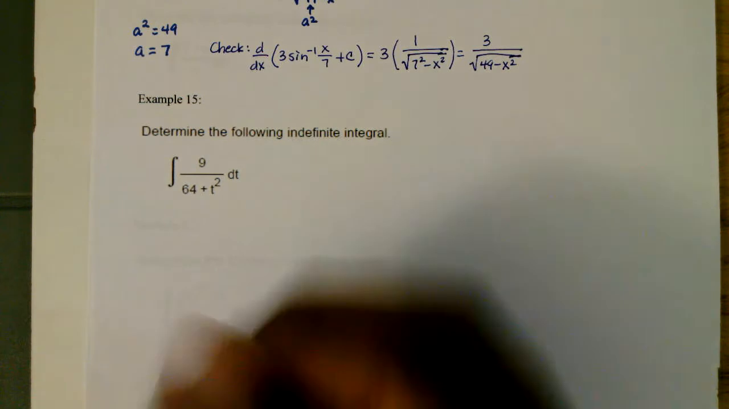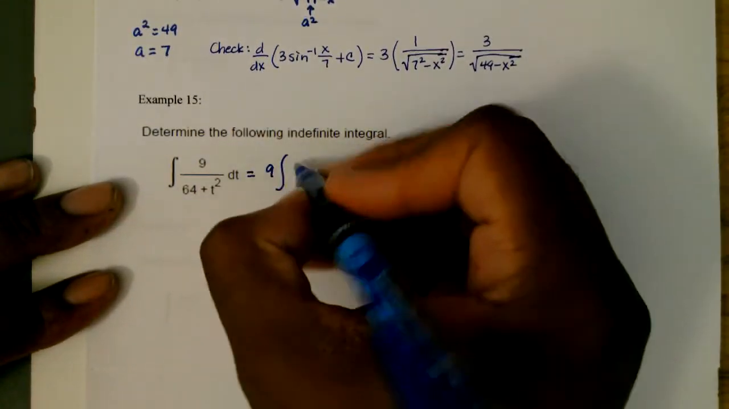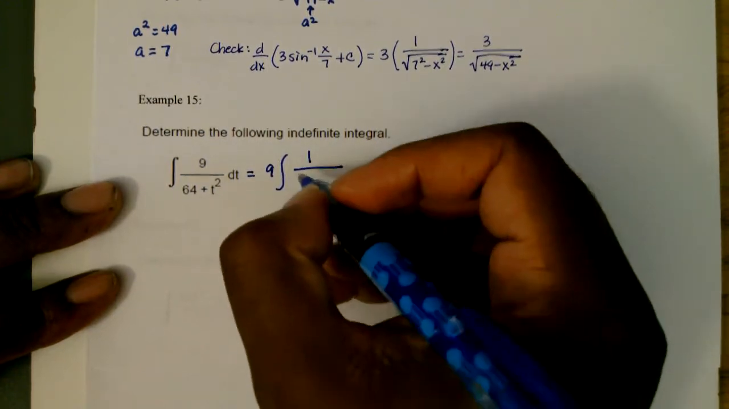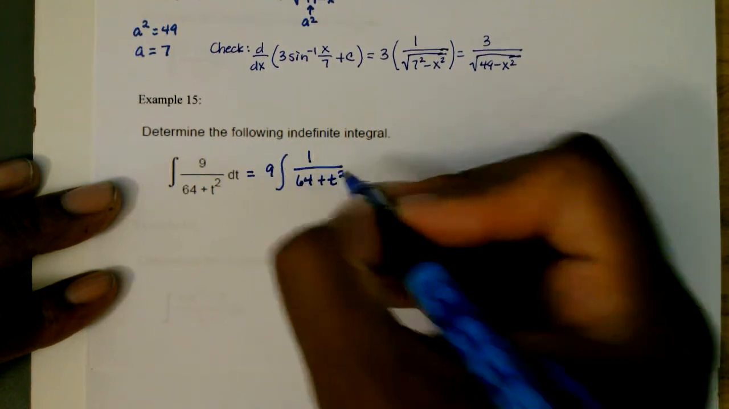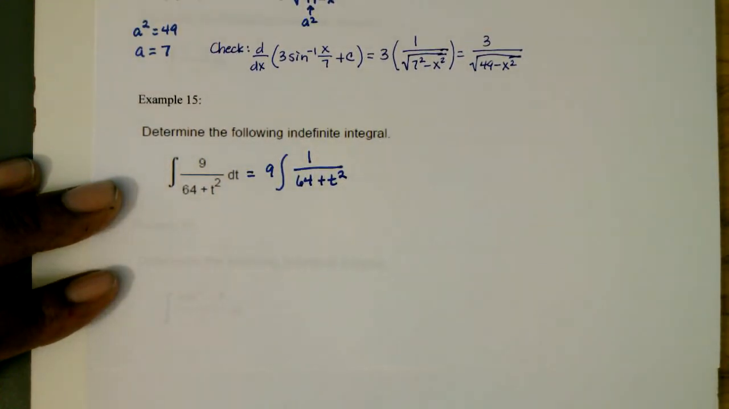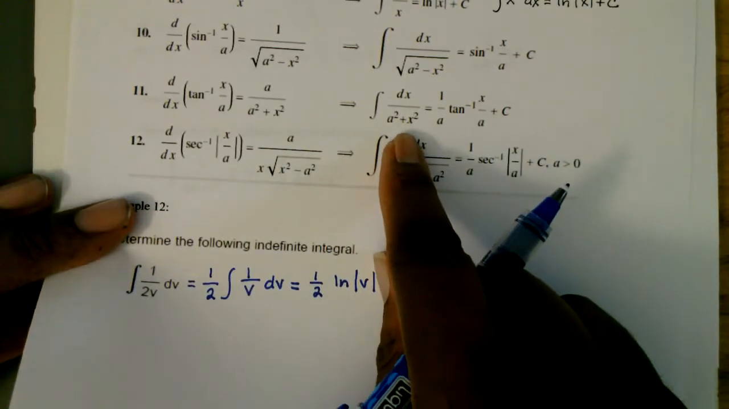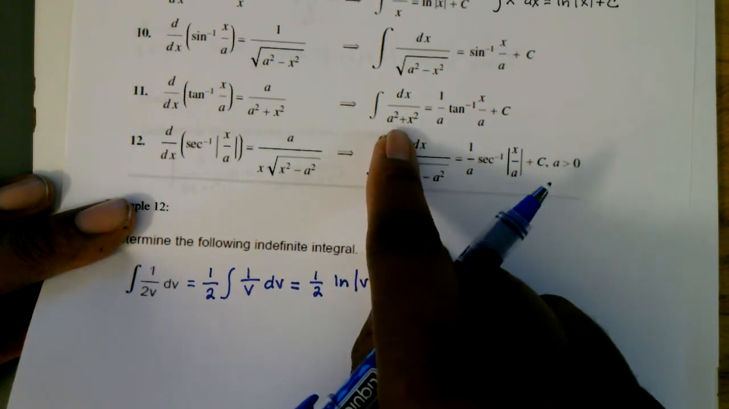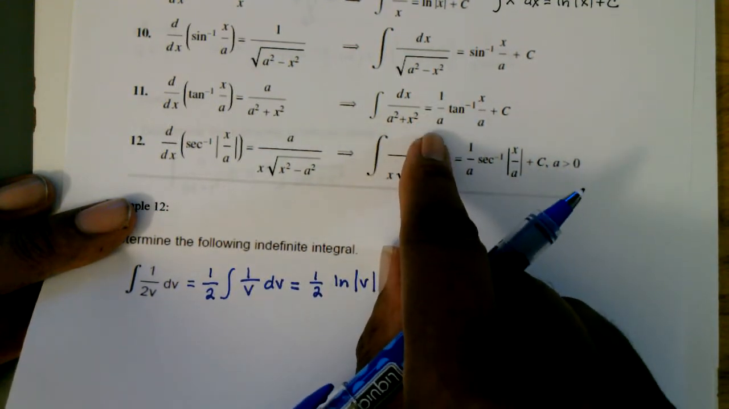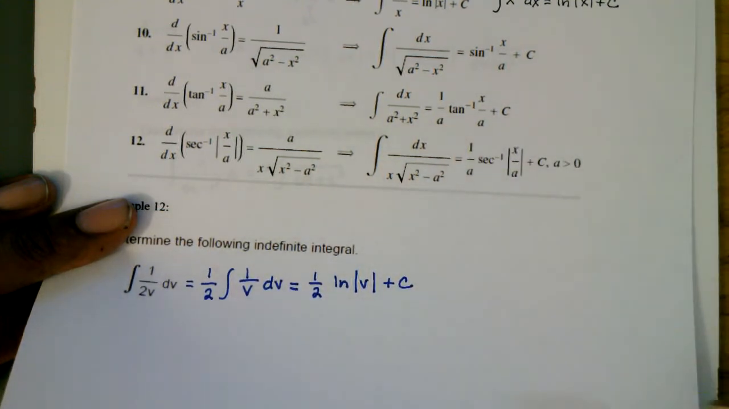Well, notice that the 9 is the constant in the numerator. I can pull that 9 out in front of the integral. This will be 1 over 64 plus t squared. Well, let's find the one that matches this. And it's going to look like this right here. The integral of dx over a squared plus x squared. A is a constant, so that means it's going to be 1 over that constant a times the inverse tangent of x over a plus c.